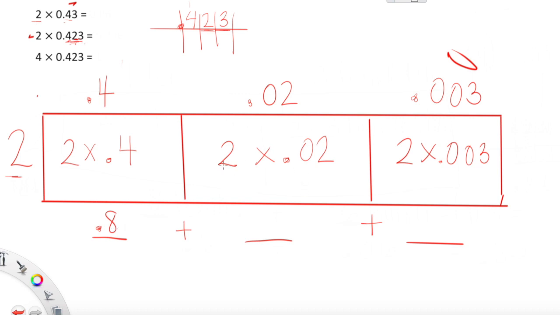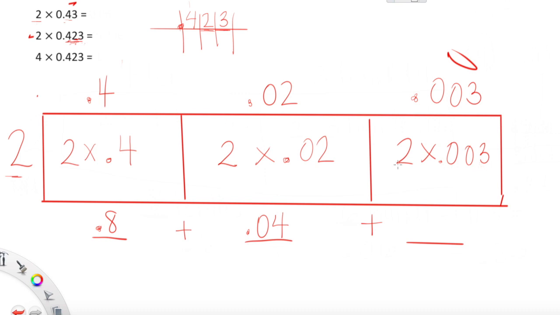Okay, let's look here. Now we have 2 copies of 2 hundredths. Well, I know 2 copies of 2 is 4, but that's not 4 ones. This is hundredths. So 2 copies of 2 hundredths is going to be 4 hundredths.